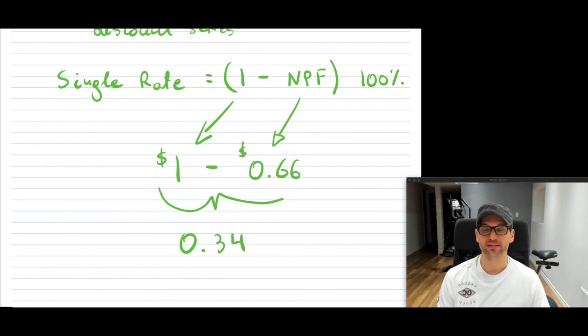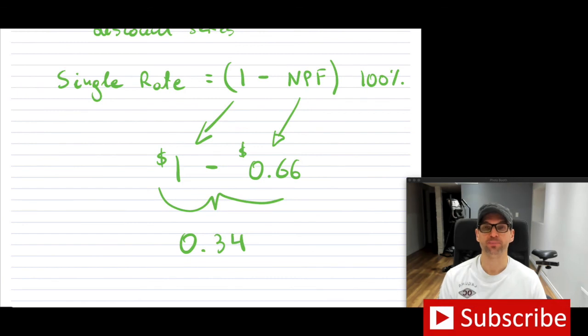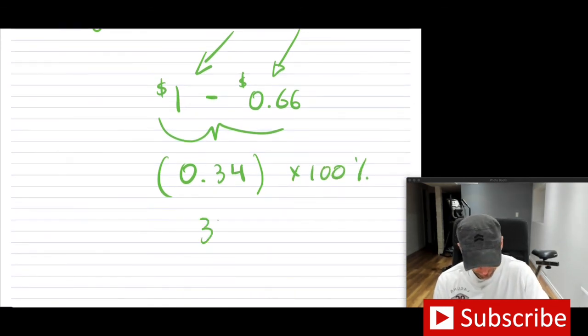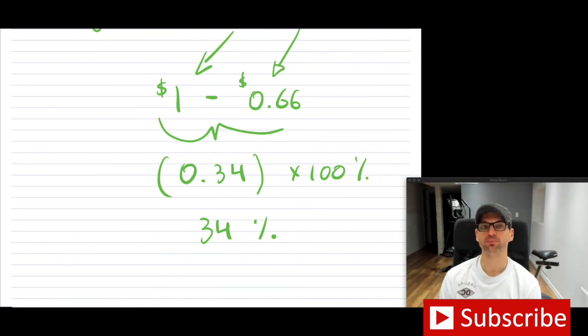And as a rate, that is just 34% on the dollar, right? Because a dollar is 100 cents. We're paying 66 cents. So we're saving 34 cents, which is just 34%. That is your single equivalent rate. And that completes the question.